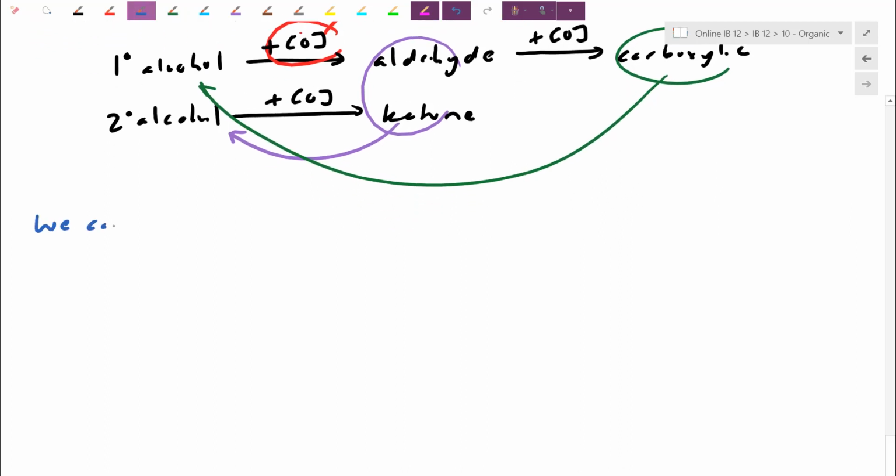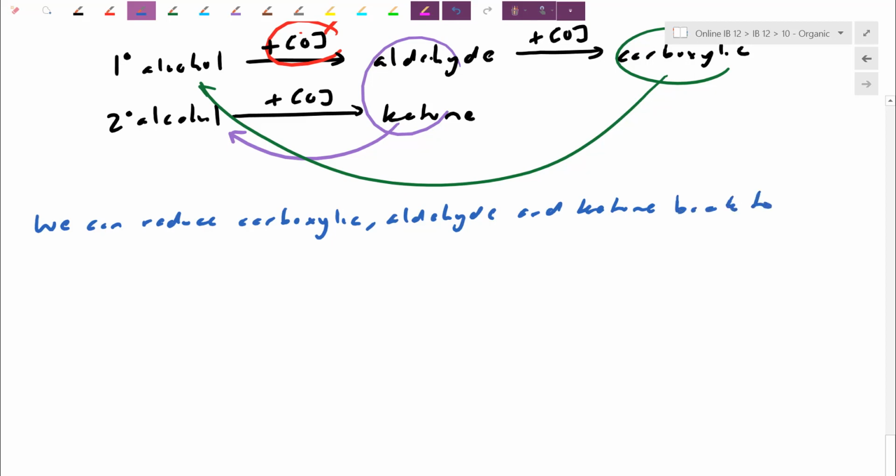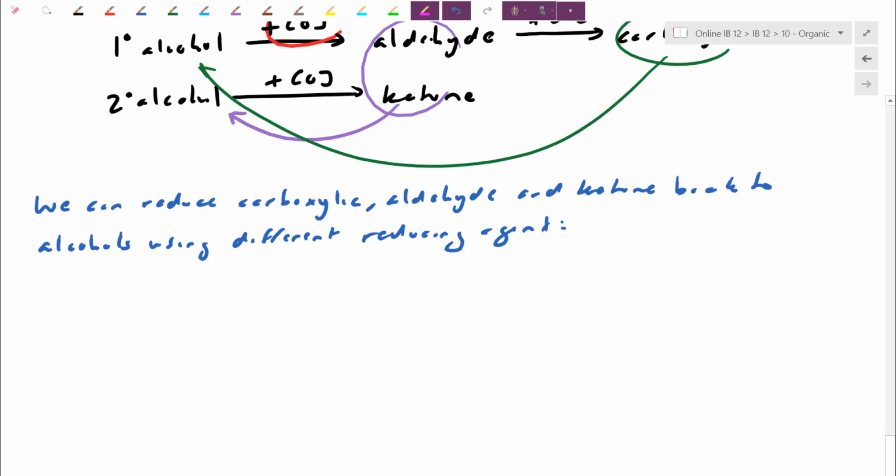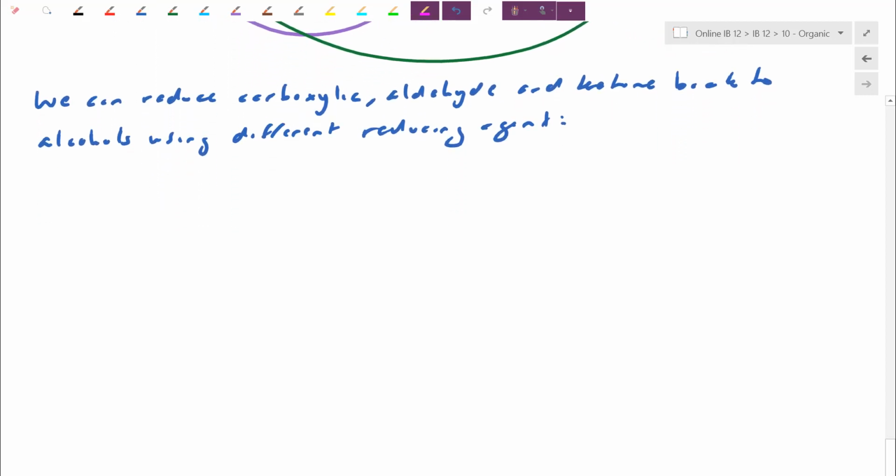So we can reduce carboxylic acids or aldehydes and ketones back to alcohols using different reducing agents, right? There are more options, but I'm going to give you just a few here. We had a whole redox table showing you a lot of different strengths of reducing agents. I'm going to give you 2 really common ones.